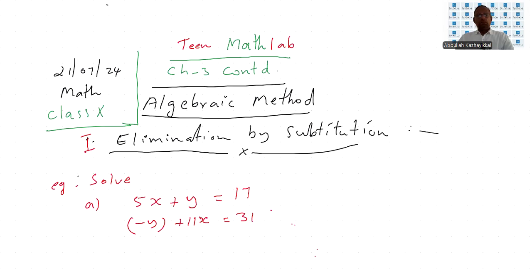Today, this afternoon, we are talking about chapter 3, that means pair of linear equations in two variables. This is chapter 3. In the morning we did this one, and again we can continue this one. Pair of linear equations in two variables.